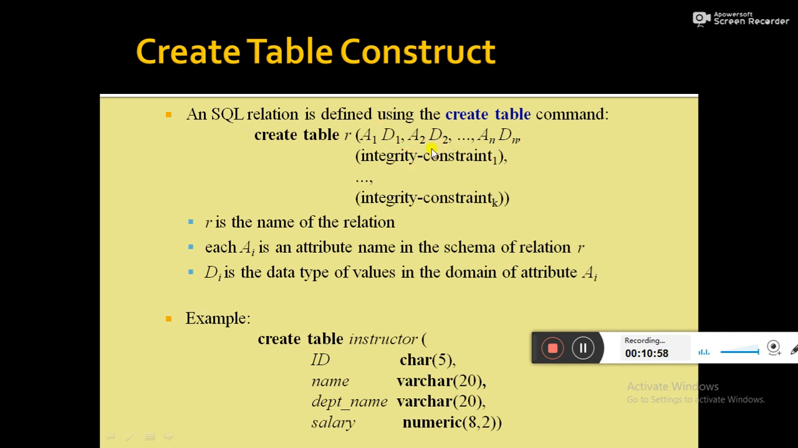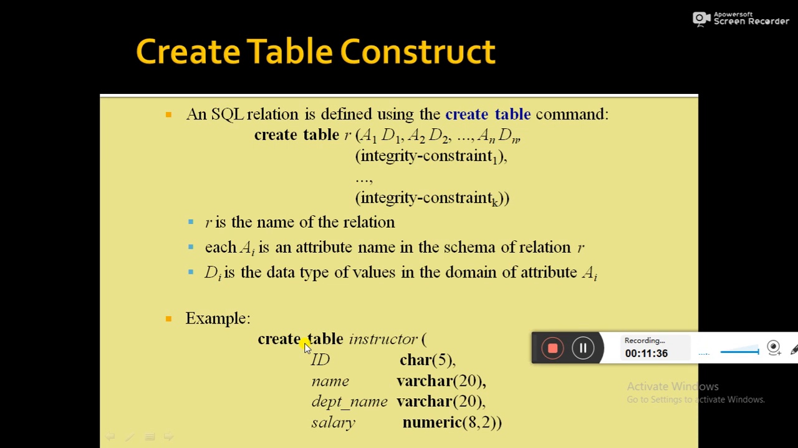This is the general syntax to create a table, but how does it look in real life? Suppose I want to create a relation or table instructor, and the instructor table should have some attributes, for example ID of the instructor, name, department name, and salary. Instructor means who teaches. So every instructor should have an ID, name, the department name where he or she belongs, and the salary. That structure, that schema, we need to define.